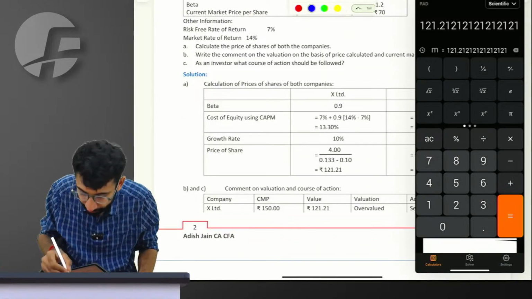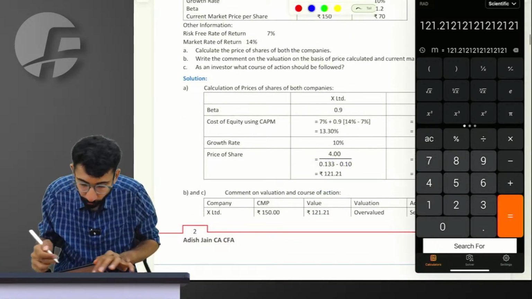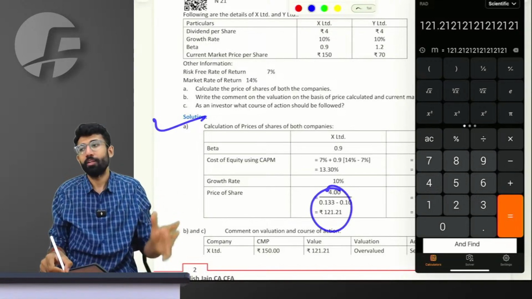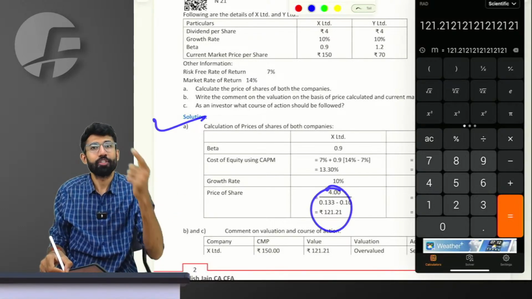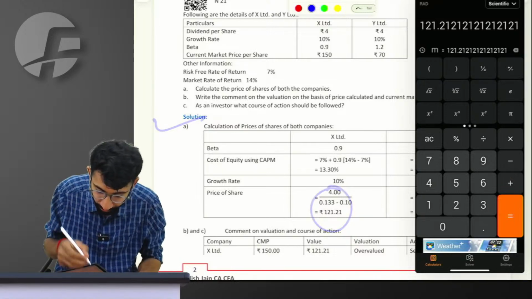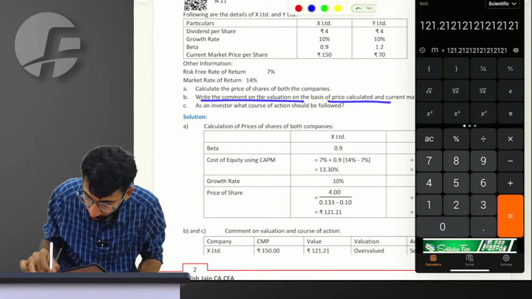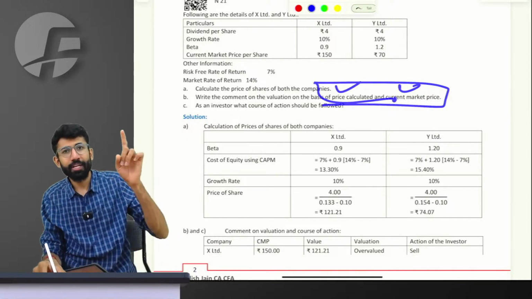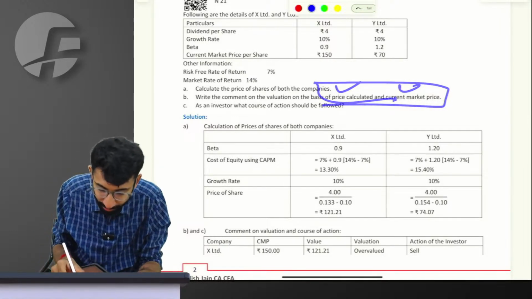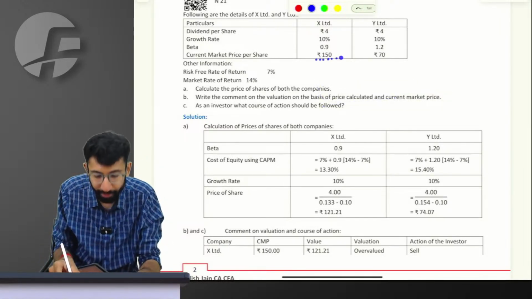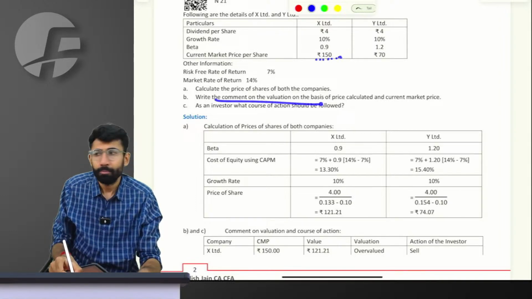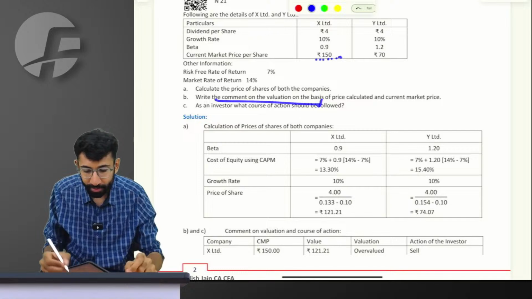121.21 is the intrinsic value. So obviously this part was quite easy, which is why I did not make you people do it in the notes. What is more important for us to understand is this. Write the comment on the valuation on the basis of price calculated and current market price. There is one price which you have calculated and there is this price which is already there in the market. On the basis of this, can you comment on the valuation? Please tell me, everyone needs to answer this question.